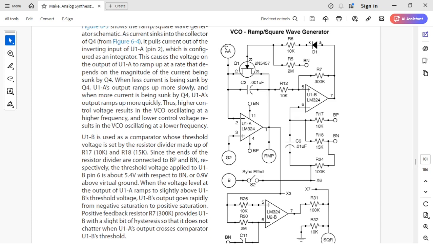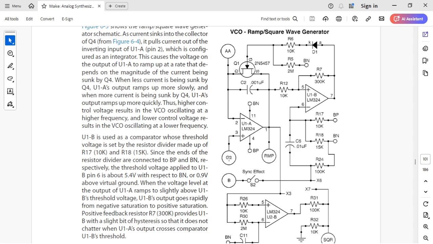So the input is AA. And what is AA? AA is the current coming from the exponential converter. So it's probably in the range of, I don't know, 1 microamp to 1 milliamp, something like that. And it's going into the inverting input of that op-amp here. And it has BP, BN for the rails.